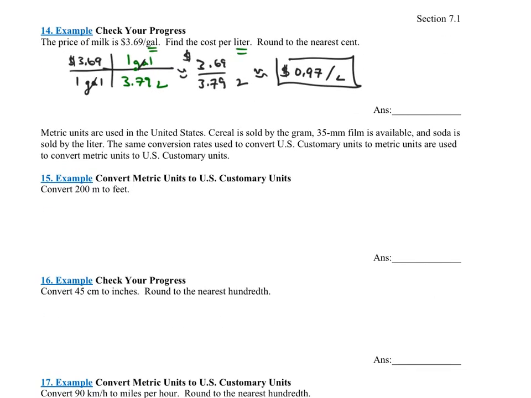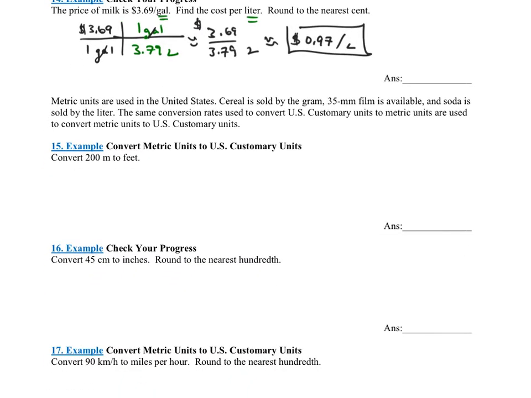It says metric units are used in the United States. Cereal is sold by gram. 35 millimeter film is also available. And soda is sold by the liter. The same conversion rates used to convert U.S. customary units to metric are used to convert metric units to U.S. customary. In other words, we could go the other direction. No different.